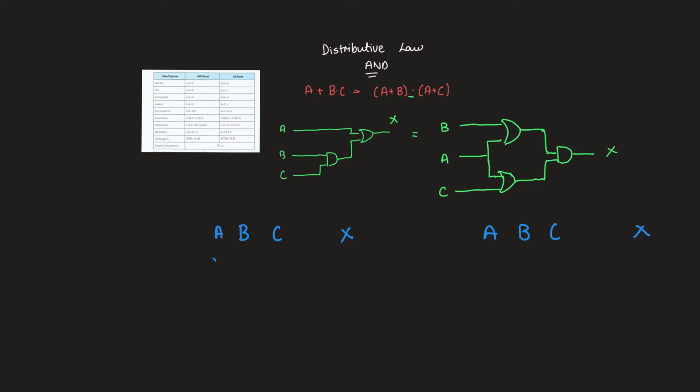So let's start with 0, 0, and 0, right? If B and C is 0, the output for this over here will be 0, and since our A is 0, the output will be 0. Let's come over here. If A is 0, B is also 0, and C is also 0, we'll have zeros up till here, and then the output will also be 0.